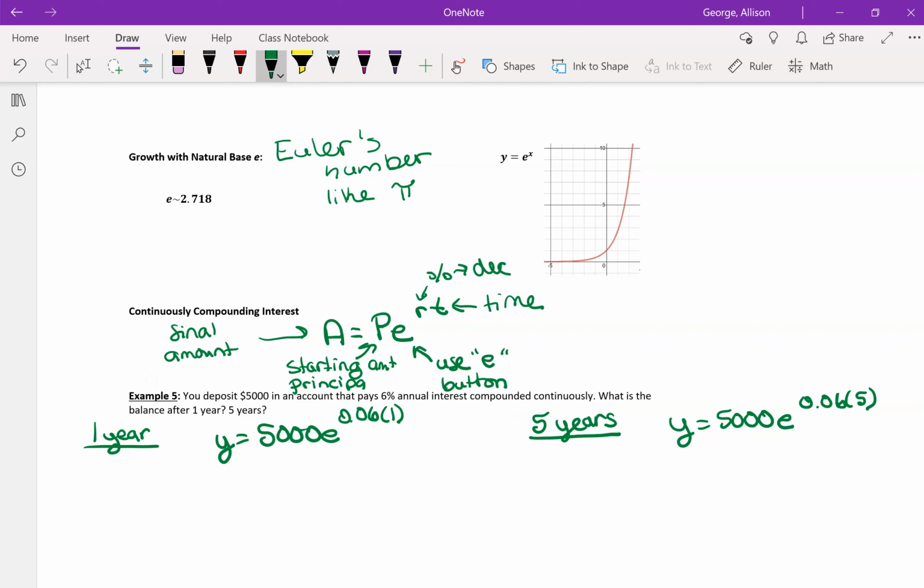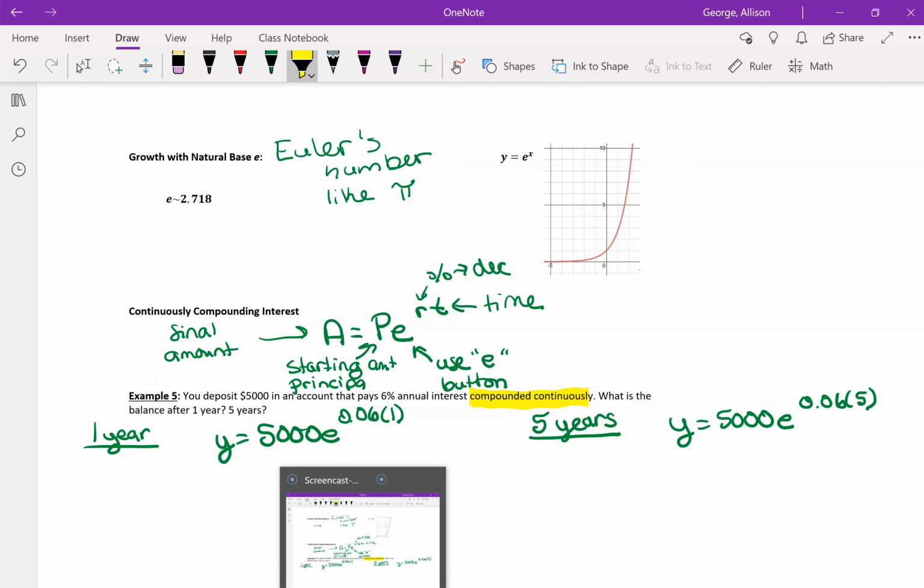One thing to watch out for is how to know which formulas to use. They have to tell you in the problem. They have to say compounded monthly, they have to say compounded yearly, or they have to say compounded continuously. So your job is to read the word problem and figure out which one they're talking about.